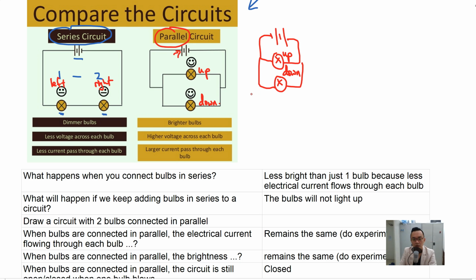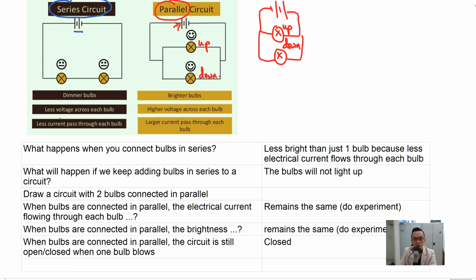All right, so I'm going to touch on what is the differences between the two circuits and why are we learning about it. So first thing is, for a series circuit, there's less current passing through each bulb. So what does that mean, right? So it doesn't matter. Just think of it as, you can think of it as you have 10 current over here. So after it passes through this bulb, it uses, let's say, 5 current. Okay, so it passes through this bulb, there is 5 current left, and then it passes through this bulb, there is 0 current left.